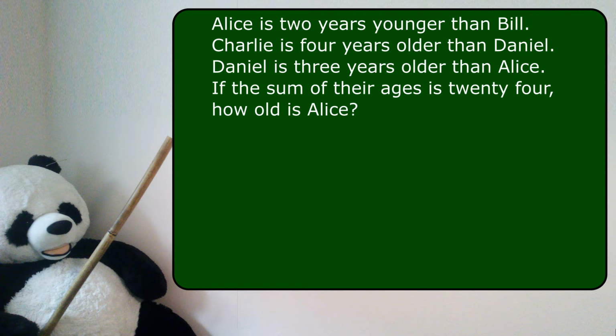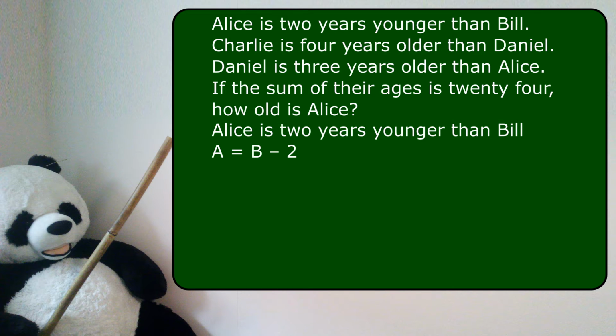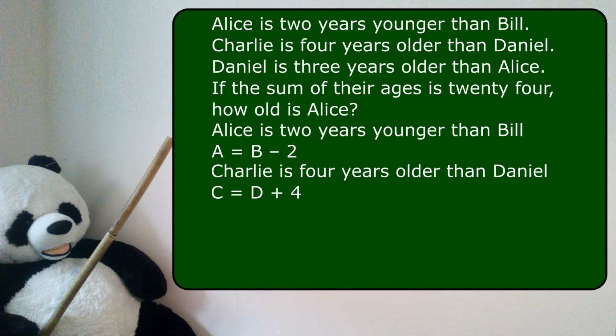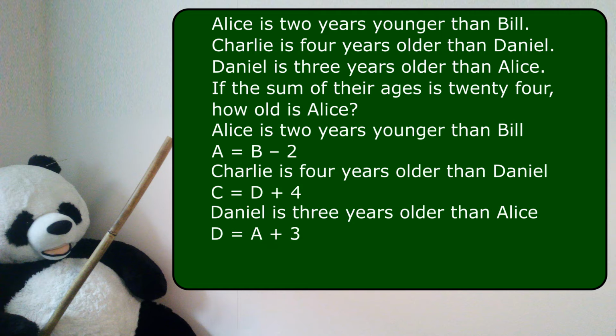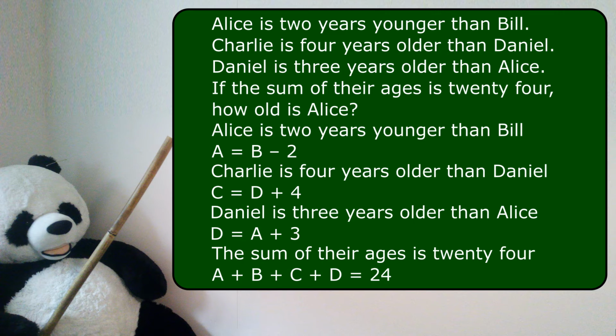One of the first ways that comes to most people's minds is to use algebra and assign each age a letter, which is why the names conveniently start with the letters A, B, C, and D. Alice is 2 years younger than Bill gives us A equals B minus 2. Charlie is 4 years older than Daniel gives us C equals D plus 4. Daniel is 3 years older than Alice gives us D equals A plus 3. And finally, the sum of their ages being 24 gives us A plus B plus C plus D equals 24.